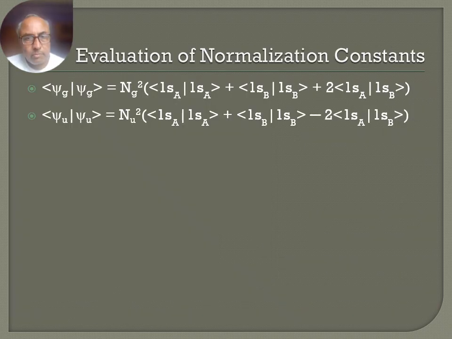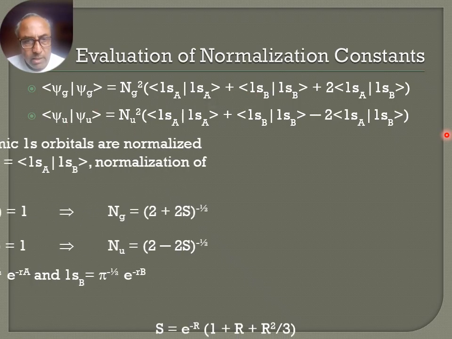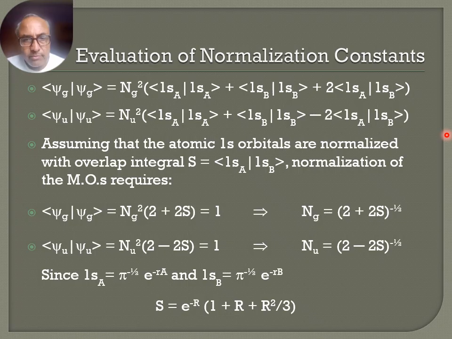We will use this. To evaluate the normalization constants, we expand bra psi g ket and bra psi u ket, and if we assume that the 1s atomic orbitals are normalized with overlap integral s equals bra 1sa 1sb ket, then the normalization of the molecular orbitals requires that Ng is equal to 1 upon root of 2 plus 2s and Nu is equal to 1 upon root of 2 minus 2s.